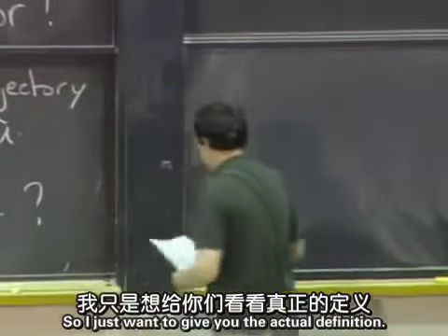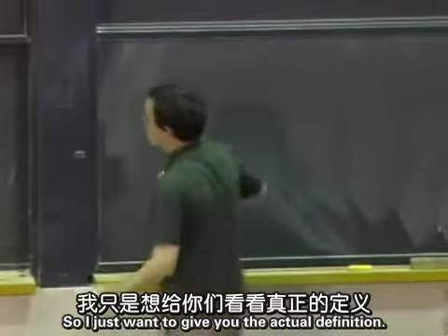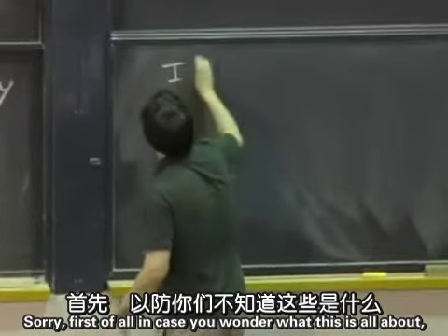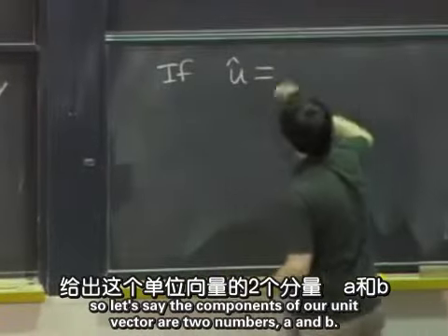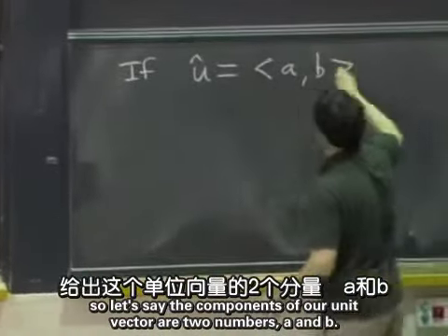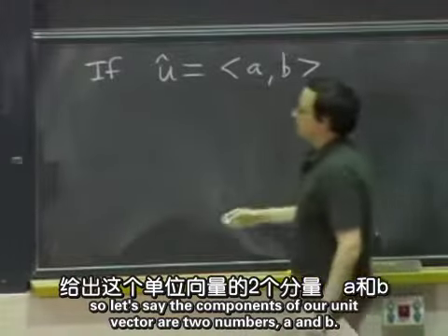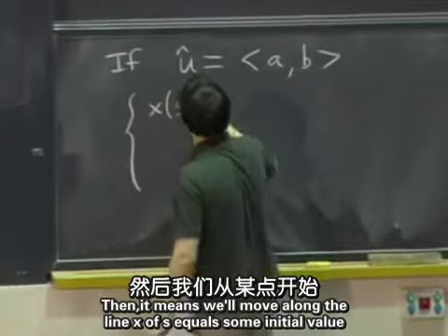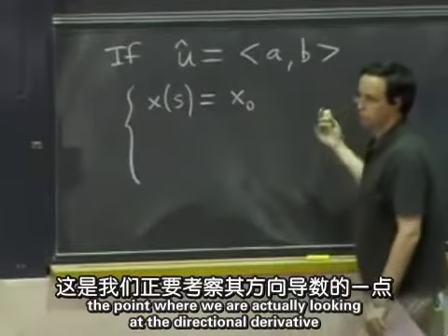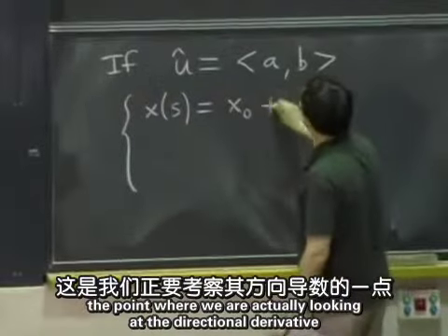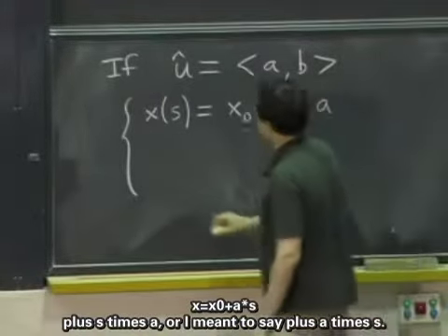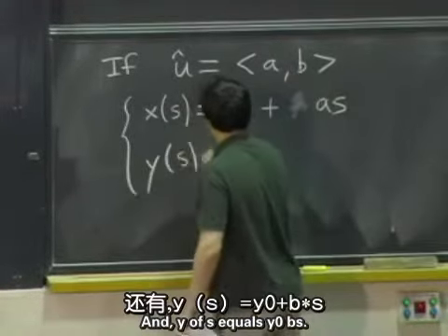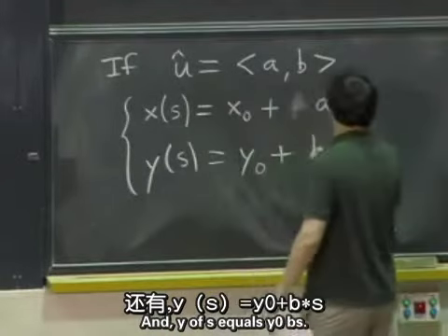So I just want to give you the actual definition. First of all, in case you wonder what this is all about, let's say that the components of our unit vector are two numbers a and b. Then it means that we'll move along the line x of s equals x0, the initial value, the point where we're actually looking at the directional derivative, plus a times s, and y of s equals y0 plus b times s.